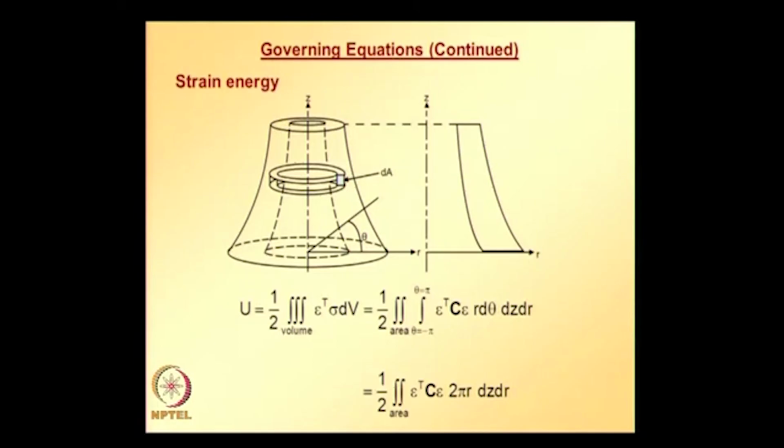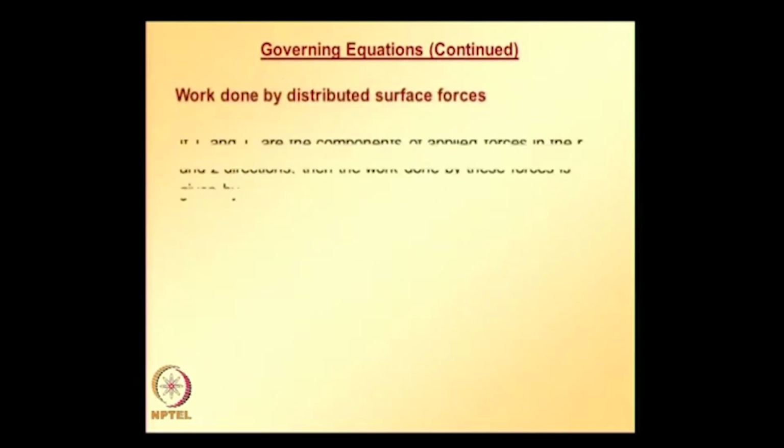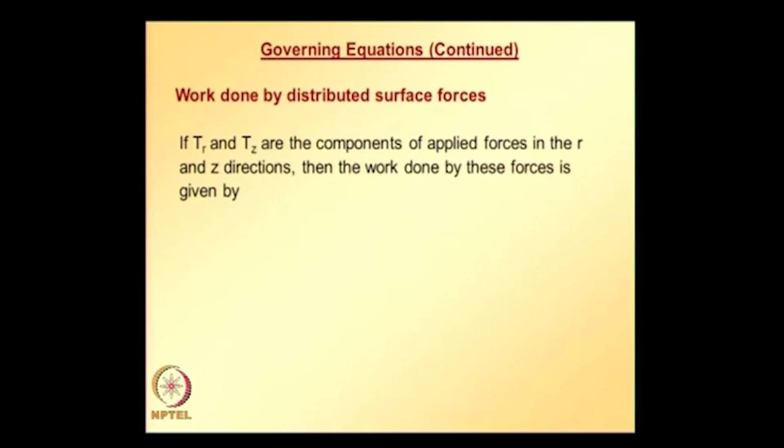So, the next quantity that we require is work done by the applied surface forces. Work done is given by displacement component in r direction times traction in r direction, plus displacement component in z direction times traction component in z direction. So, if T_r, T_z are components of applied forces in r and z directions, work done by the forces is given by this.